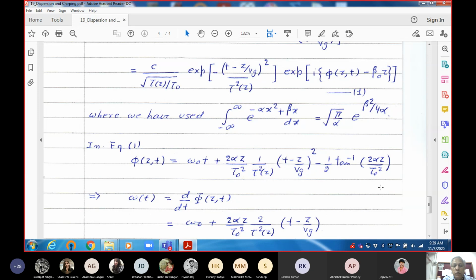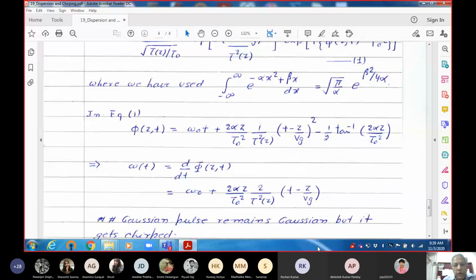I would like you to appreciate that from this, suppose you have a constant frequency phase, then phi at z, time t, would be omega t minus beta z, right? So that time dependent part omega t, if you differentiate with respect to time, you will get the frequency. But now the phase is given by this fraction. So you can find out the instantaneous frequency by differentiating this phase with respect to time.